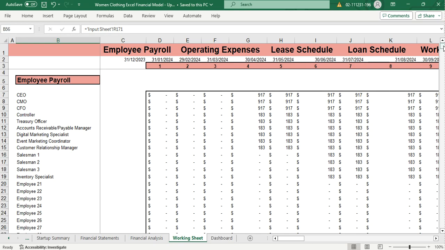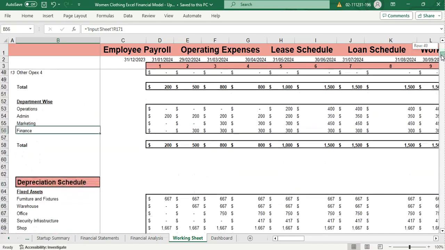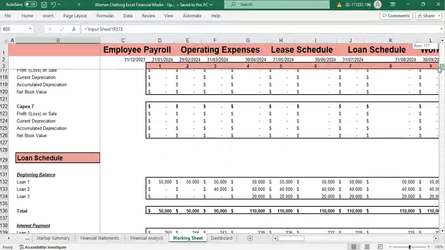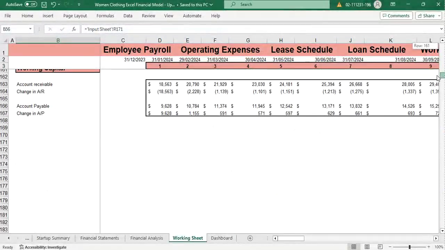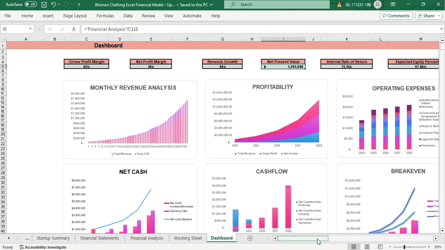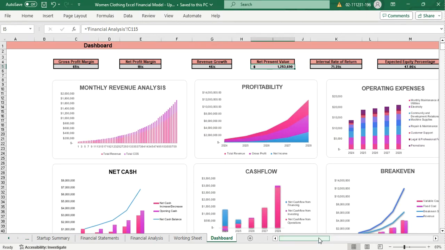Here we calculate all our workings, such as the employee payroll calculations, operating expenses calculation, the depreciation schedule, the asset calculation, the loan schedule, and the working capital calculations. Then we have the dashboard. The dashboard shows us different kinds of things such as the revenue analysis, profitability, operating expenses, break-even, cash flow, net cash, etc. in a pictorial manner.